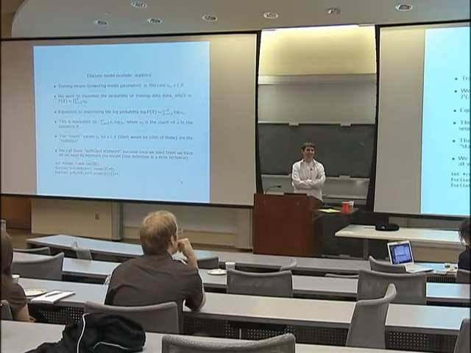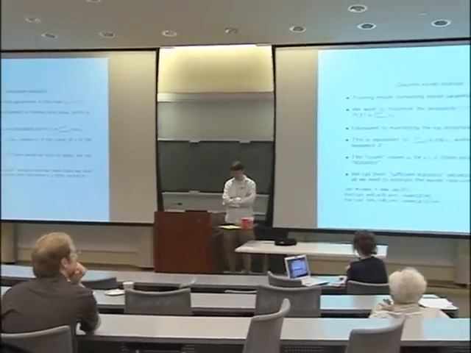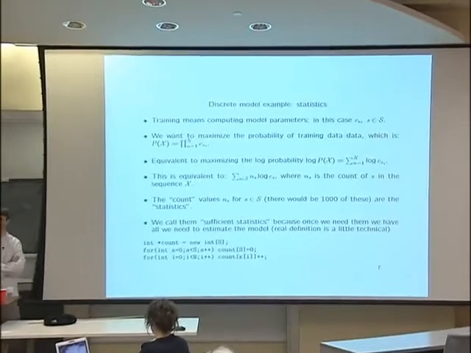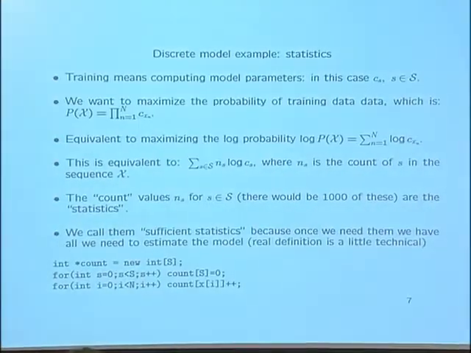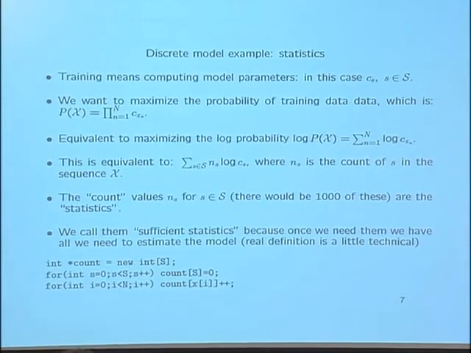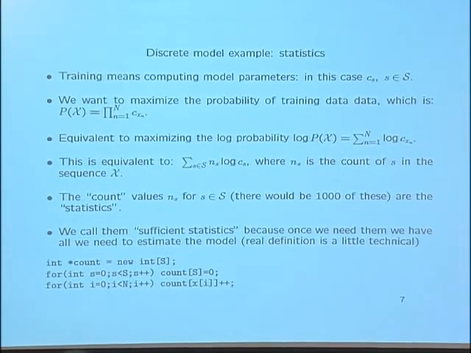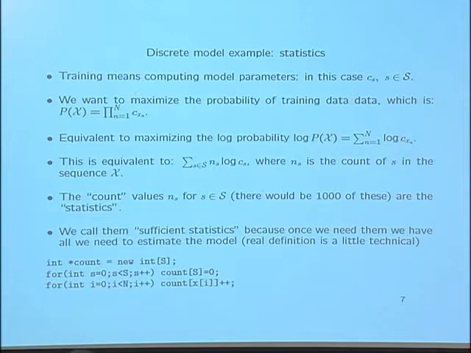Okay. So again, I just want to introduce the concept of statistics of the data. In order to train this model, these c sub s values, the way we typically do this is we want to maximize the probability of the training data given the model. And this is equivalent to maximizing the log probability that we computed before. It's equivalent because log is a monotonic function of its argument. So if you maximize one, you maximize the other.